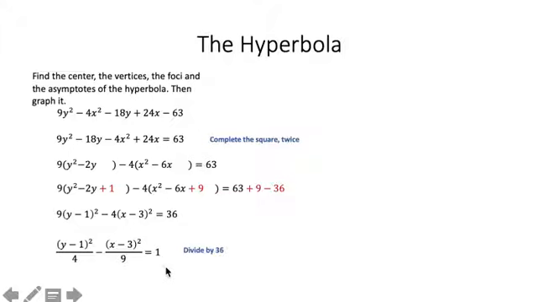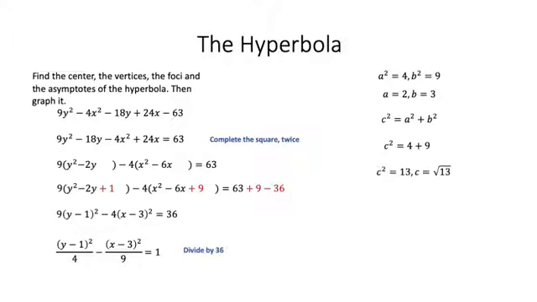From here, I can figure out what a and b are. a squared is 4, and b squared is 9. That means a is 2 and b is 3. Now I'll plug that into my c squared equals a squared plus b squared equation to determine what c is. So c is the square root of 13. I went quickly through that, but does that all make sense?